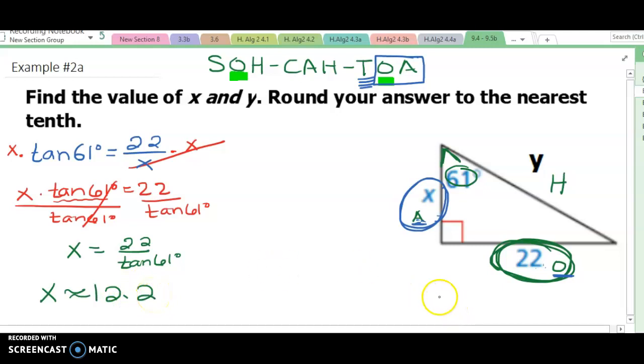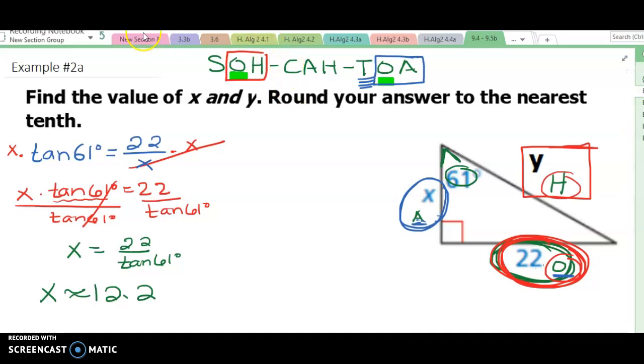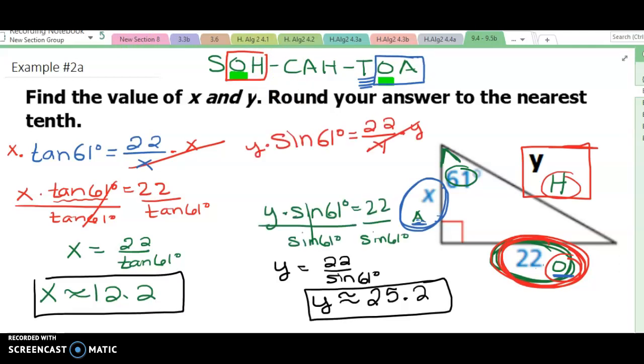Okay, now I want you to try on your own to see if you can get y. Okay, I'll walk you through the first step. Okay, so y is our hypotenuse. Okay, we know our opposite, so I want whatever trig function has H and O together. And if you look up here, we're going to use sine. Okay, so try to knock it out real quick and we'll come back to it. All right, so hopefully you tried to work it out on your own, and you should have got that y is approximately 25.2.